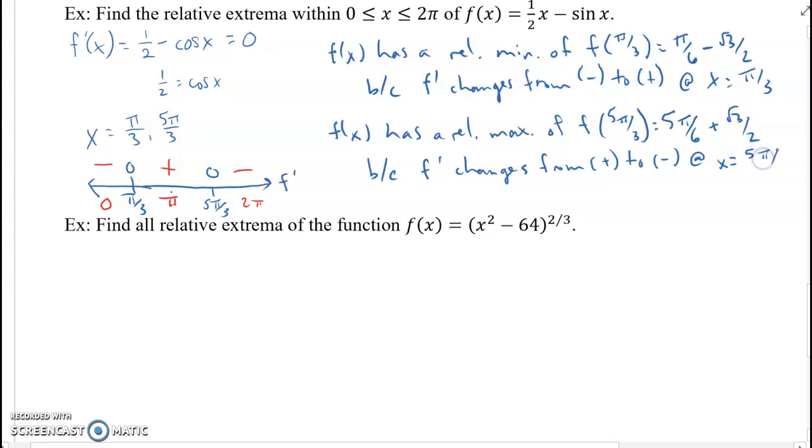5 pi over 3. All right, and that's how you should write your answers. All right, we'll try another one, see how it goes. Same idea. Take the derivative, set it equal to 0.